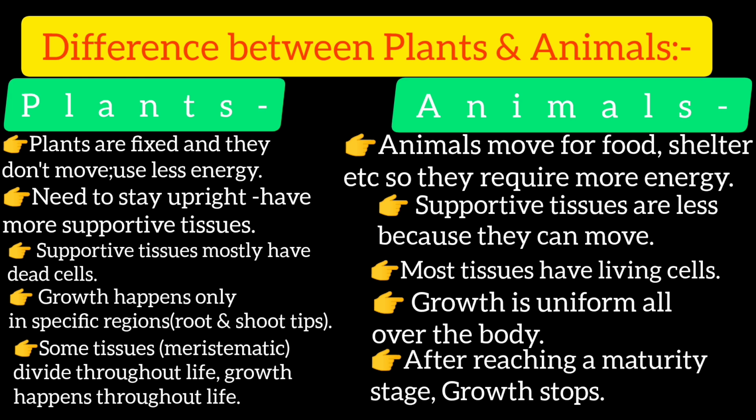Animals. First point: animals move for food and shelter. They require more energy. Supporting tissues are fewer because they can move. Most tissues have living cells. Growth is uniform all over the body. After reaching a maturity stage, growth stops.